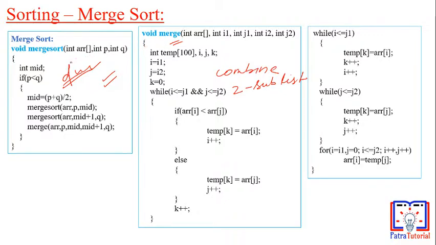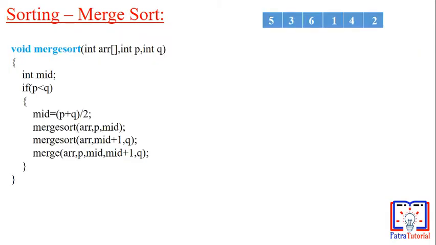Okay, so whenever I encounter the merge sort function, I will divide the array. Whenever I encounter the merge function, I will combine two sublists into a single sorted sublist. Remember these two points. Now let me take one example. Suppose this is the array or list given to me, and I want to sort it using merge sort.